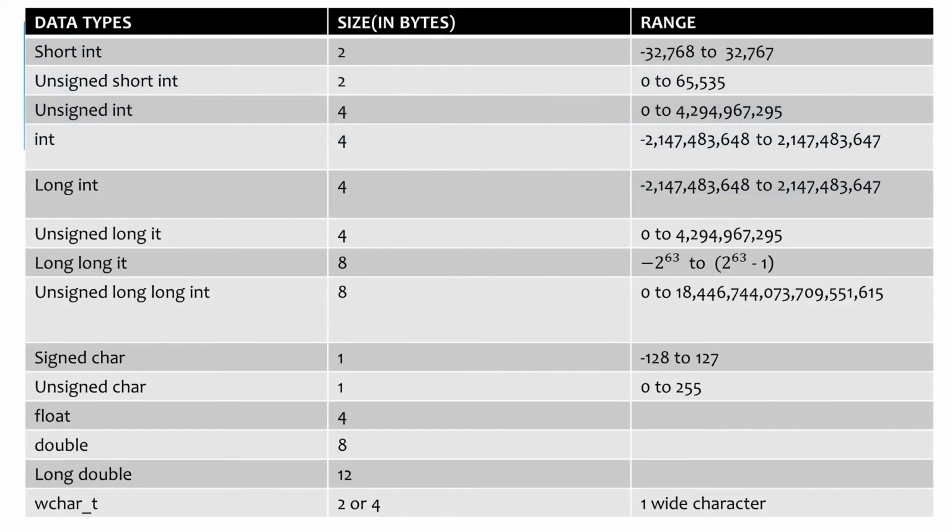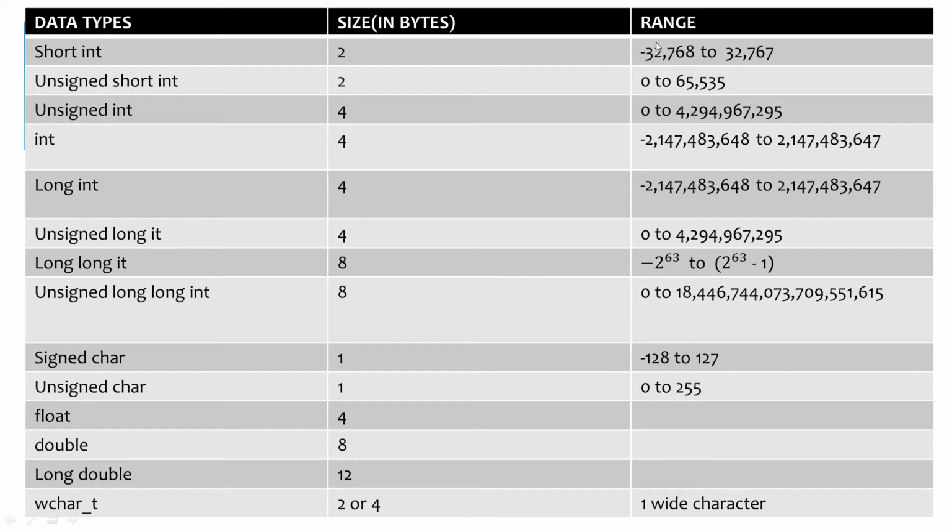So yeah, this table is very important. Here we have written data types, and short int. I told you, under short it is written int. Short int, the size in bytes is 2. So for short int, the size will be 2.